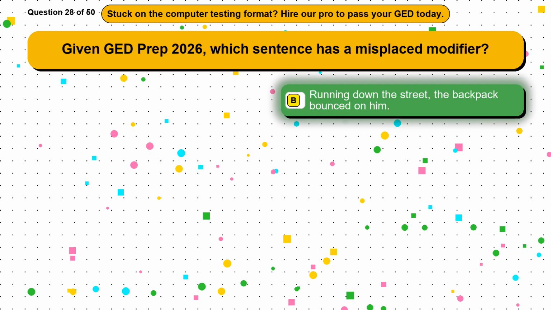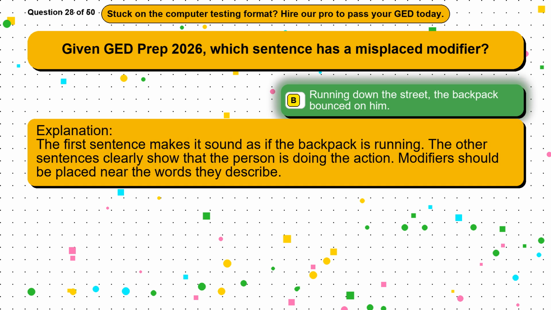The correct answer is option B. Running down the street, the backpack bounced on him. The sentence makes it sound as if the backpack is running. The other sentences clearly show that the person is doing the action. Modifiers should be placed near the words they describe.